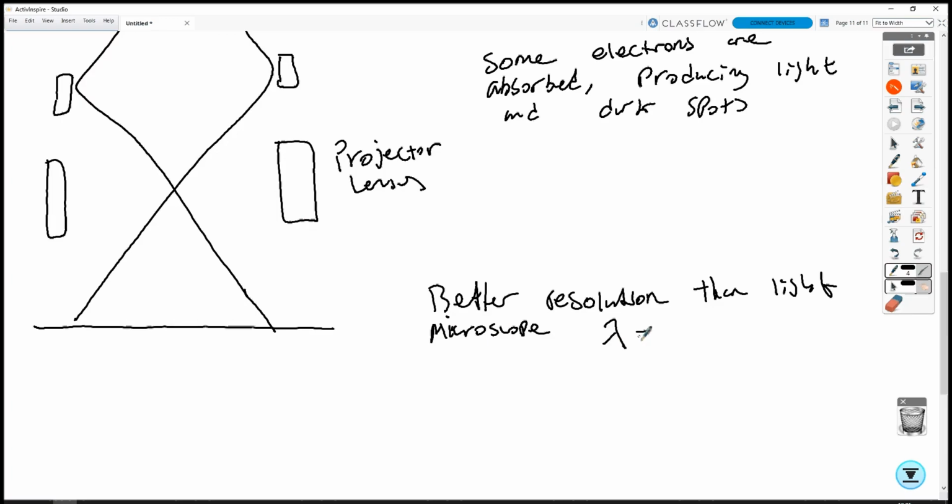Because lambda is equal to h over the square root of 2meV. So by increasing the voltage of the anode, we can get smaller wavelengths of the electrons. And these wavelengths will be even smaller than the wavelength of visible light. So we're limited when we use visible light by the diffraction limit, which is limited by the wavelength.